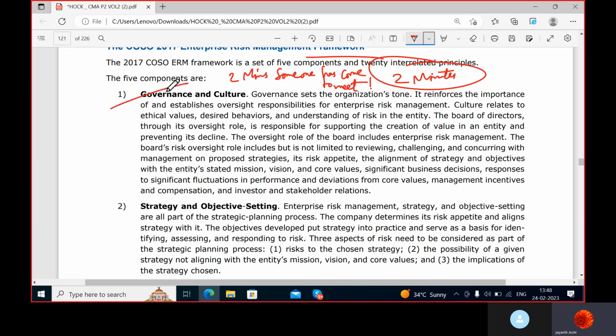Now, first is governance and culture. So already you know what is governance. I already have said about governance. It is nothing but compliances. Am I right? Compliances with what? Rules, regulations, laws, guidelines of the stock exchange commission or whatever. Everything should be followed, okay, and also you understand the culture. With culture, I mean the ethical values, the desired behaviors, okay, and also you understand the risk of the entity. And if all the compliances are followed and the culture is properly understood, risk can be minimized.